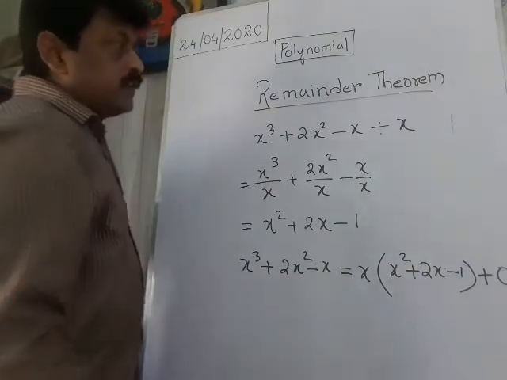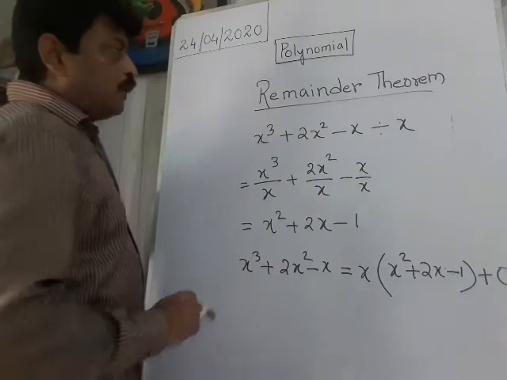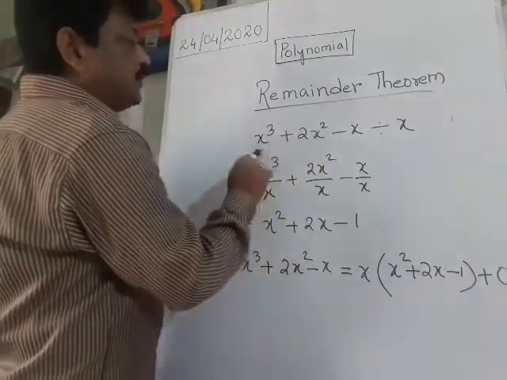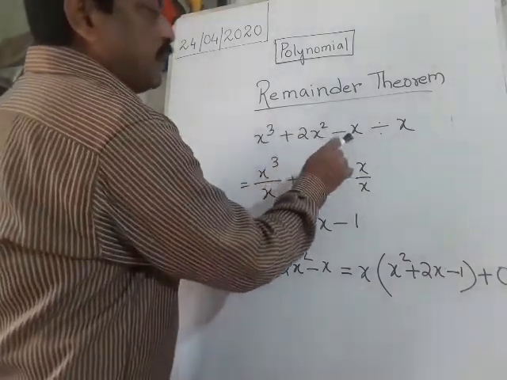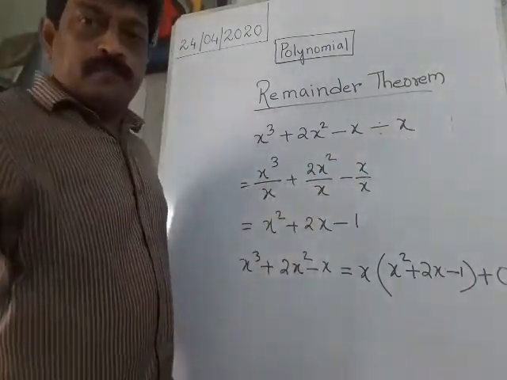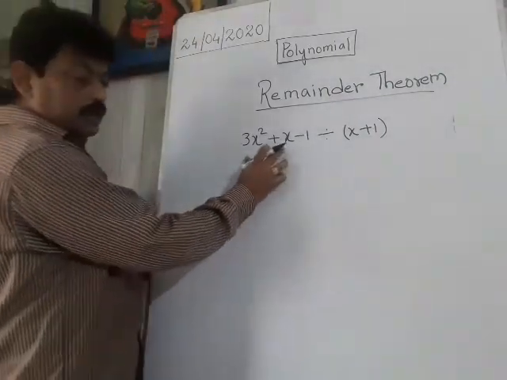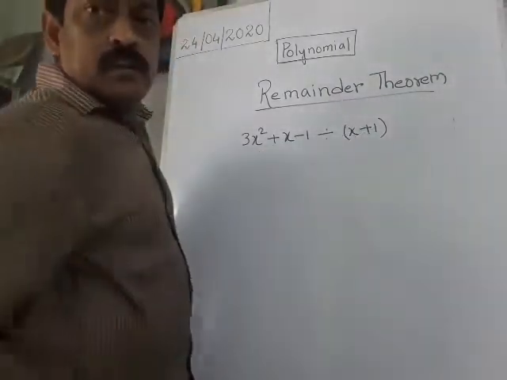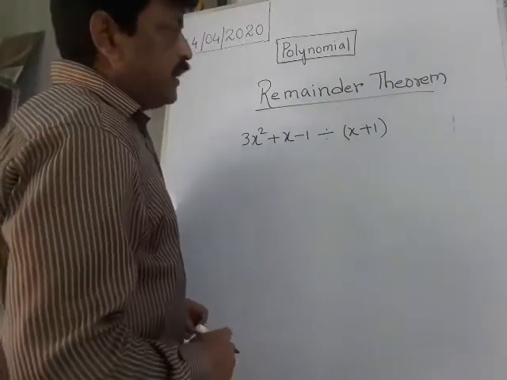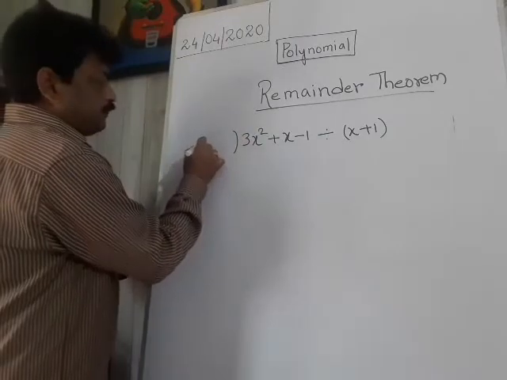So we can say that x is a factor of this given polynomial, that is x cube plus 2x square minus x, which is a multiple of x. One more example. Here 3x square plus x minus 1 is divided by x plus 1. So let me show you what is the result coming.